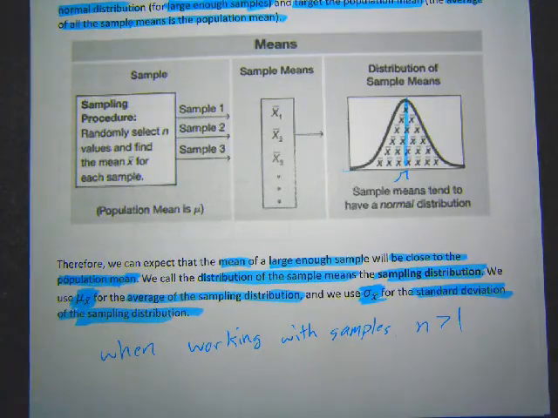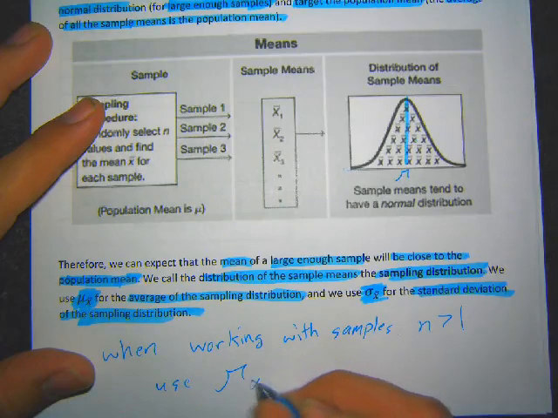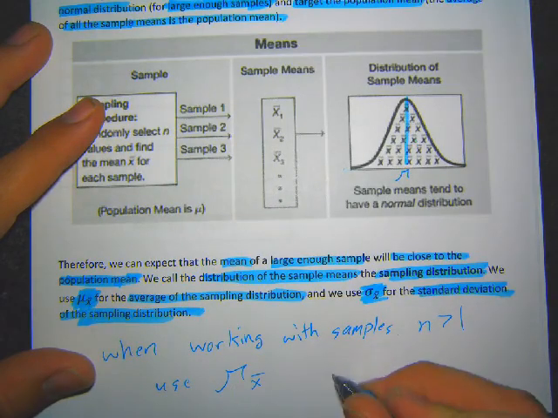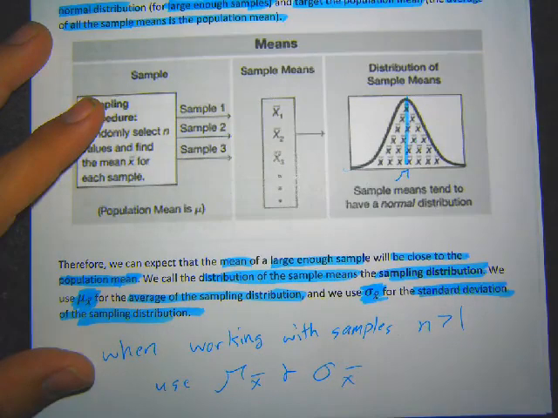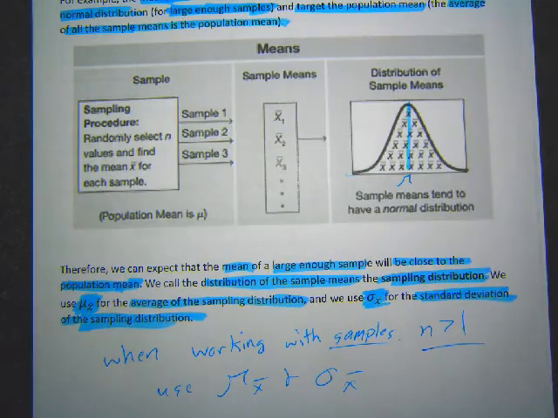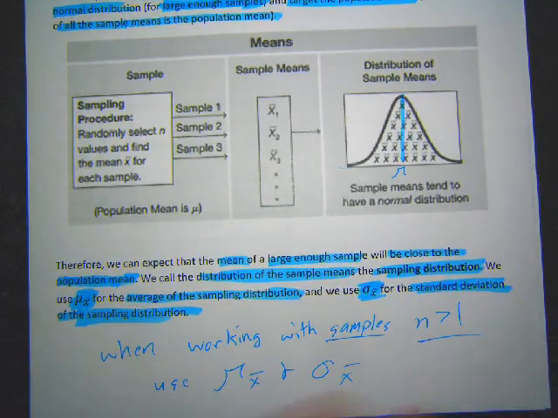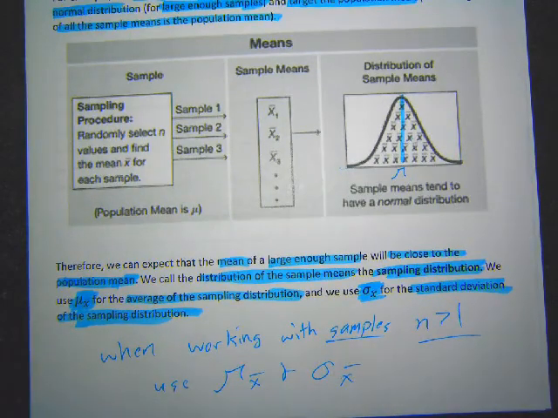We have 2, 3, 4, 5 people. Then we use the mean of the x bars, the mean of the samples, and the sigma of the x bars, the standard deviation of the samples. That's what we're using when we're with samples. And the big thing is samples that have more than one person. And we'll kind of see that as we go to the problem examples. You'll see the distinction between when you have just one person or when you have a sample and you're working with more than one person.